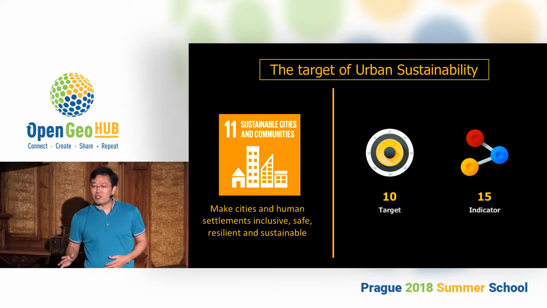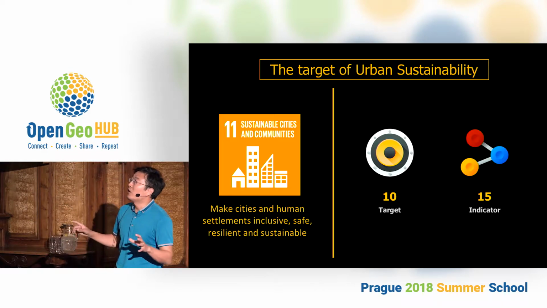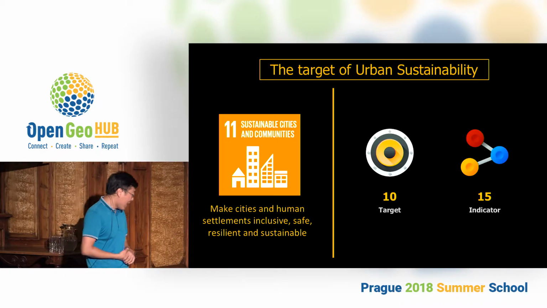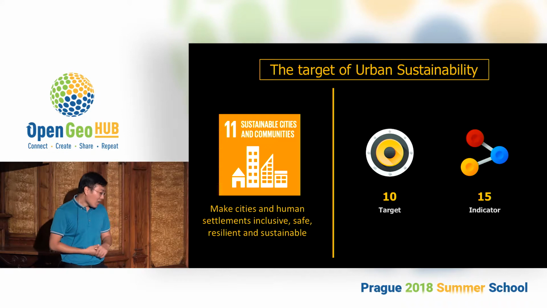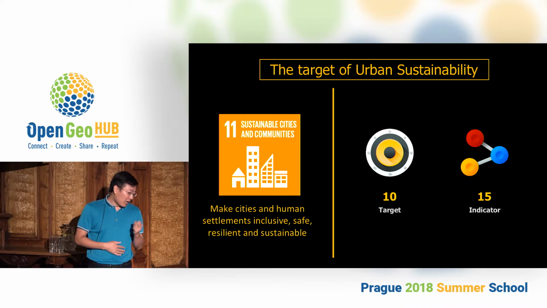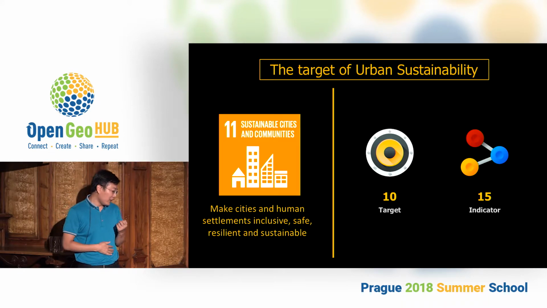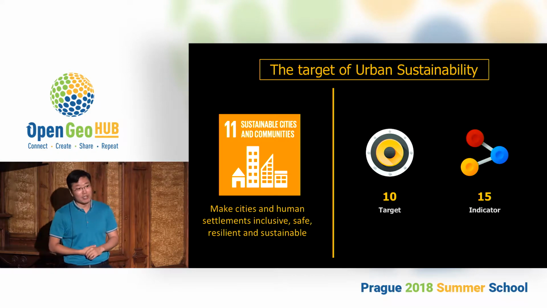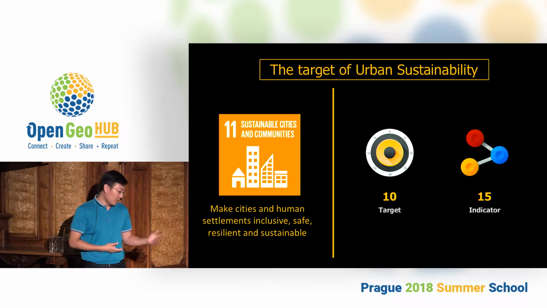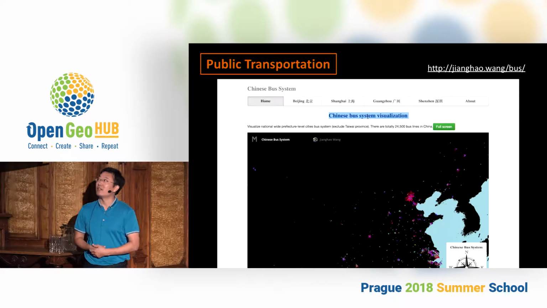Until now, I have only concerned myself with Target 11, sustainable cities and communities. It has 10 targets and 15 indicators to measure our city sustainability, from the environment to public transportation and housing in our cities.